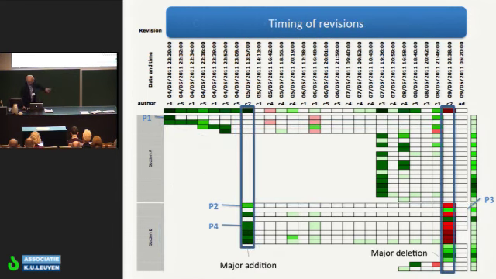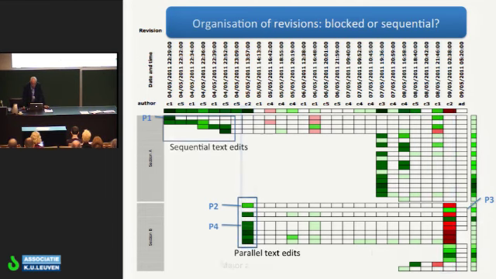So here one sees that one paragraph is edited not only at multiple times, but also by multiple authors.